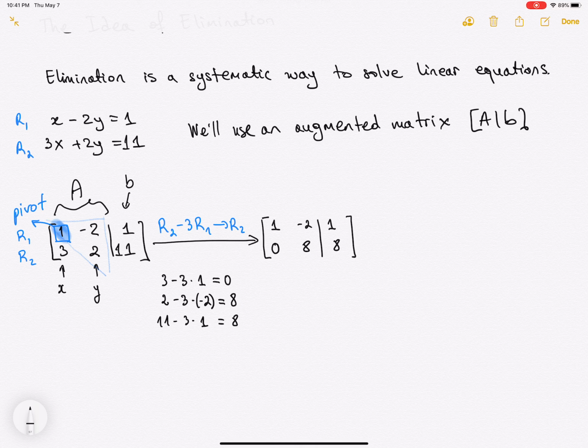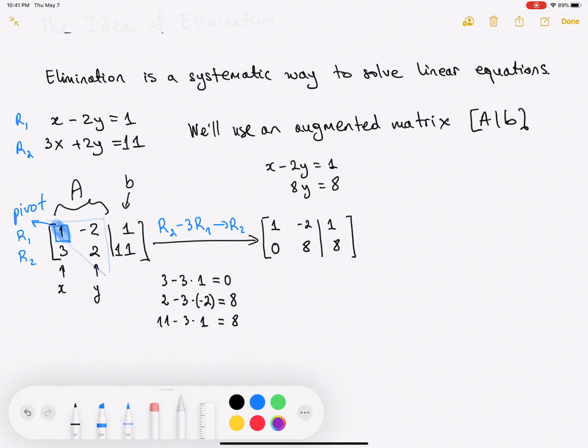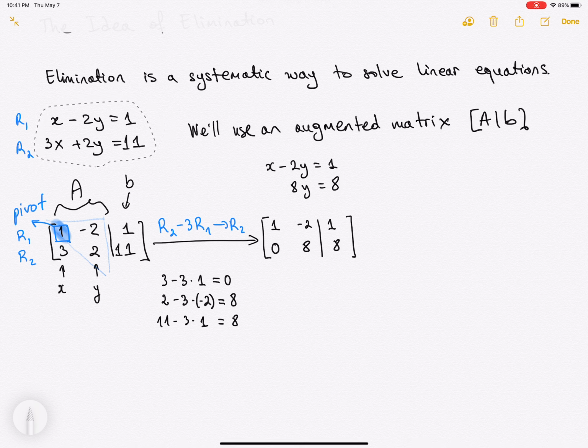So now I got this simpler system. If I wanted to do this with equations, what the new matrix corresponds to is this system, x minus 2y equals 1. And then instead of 3x plus 2y, I have 8y equals 8. Now, these two systems, so this system and this system, they are not the same. They're not equal. If you try to represent the row picture, you have different lines. If you look at the column picture, you have different columns.